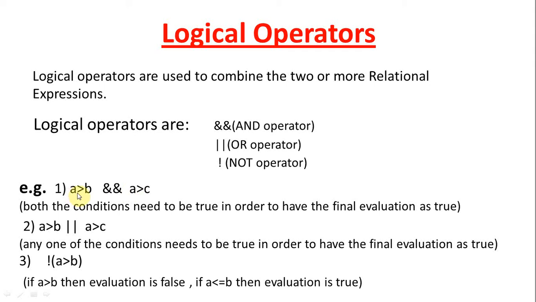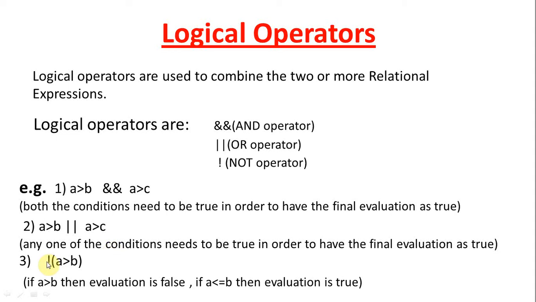In this case, because we have combined two conditions using the AND operator, both the conditions should be true in order to have the final evaluation as true. Suppose A is greater than B, but A is not greater than C. In this case, the overall evaluation is going to be false. In the second example, A greater than B or A greater than C. Suppose A is greater than B, but A is not greater than C. Even then, the whole evaluation will be treated as true because any one of the conditions needs to be true in order to have the final evaluation as true.